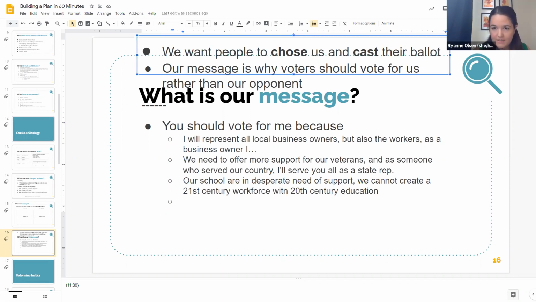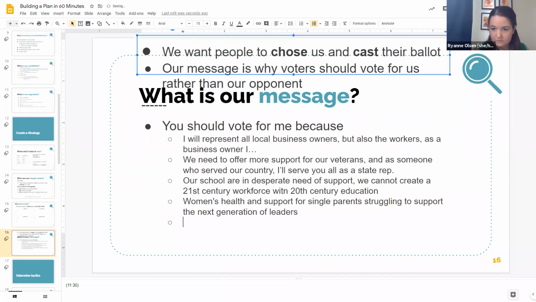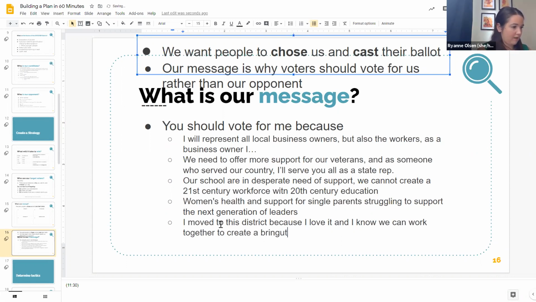I'm just going to start to copy and paste some from the chat. Yep, healthcare and support for single parents. I moved to this district because I love it, and I know we can work together to create a brighter future for everyone. One that includes other young folks who have moved here. Yeah.